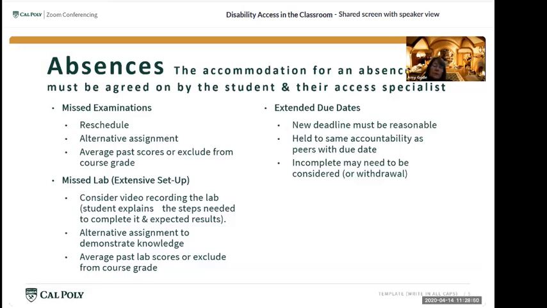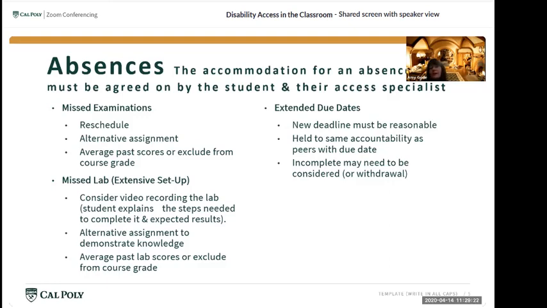And then average, that's another way to handle this. Average pass, you could average the pass scores of the examinations or exclude the missed exam from the course grade. Now those are tricky because excluding the missed exam from the overall course grade is not equitable access compared to peers, right? Because they're missing that opportunity. So that one, it really depends on if the student's okay with that. We just really want to make sure everybody's on the same page about that.